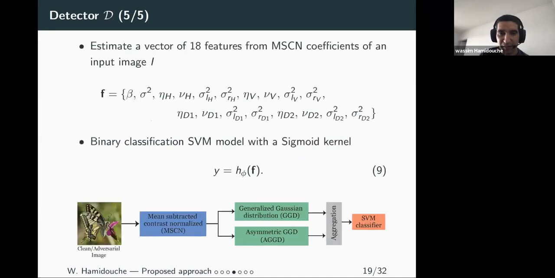So to summarize this model, we have the input image I, we compute MSCN coefficients, then we estimate the coefficients of two distributions, the generalized Gaussian distribution and the asymmetric generalized Gaussian distribution. We end with 18 features that feed the SVM classifier to classify if the image is clean or not. So this is the first step, which is the classifier. Now I move to the second step, which is the denoising.